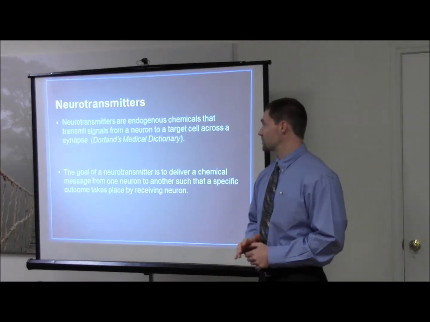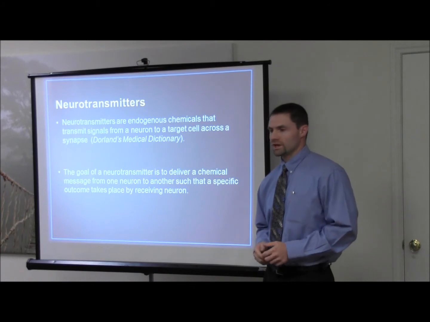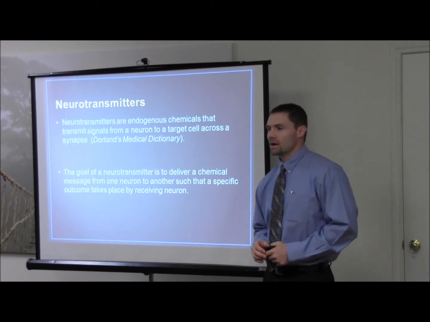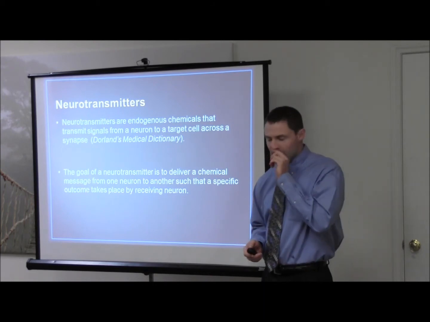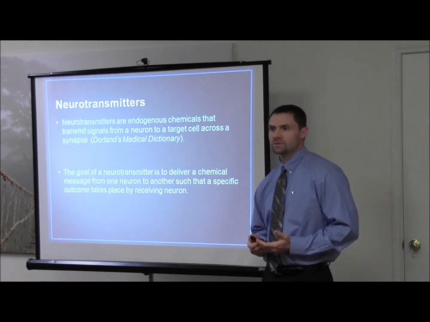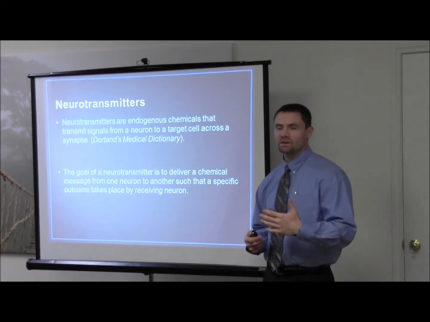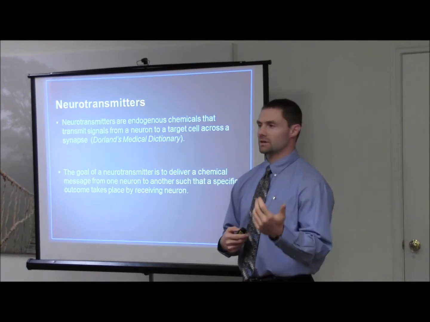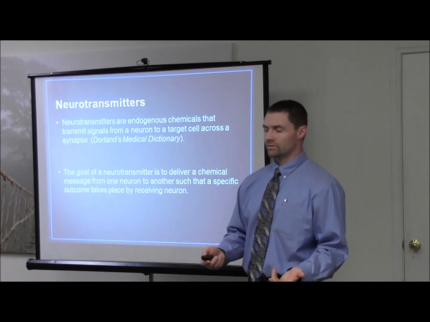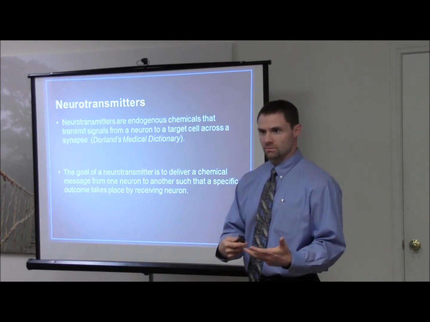So let's go with the textbook definition of exactly what neurotransmitters are, and then we'll put it into a more tangible definition. They're endogenous chemicals that transmit signals from a neuron to a target cell across the synapse. So in short, the way I think about neurotransmitters is they're chemical messengers. They're saying one thing to the tissue they're trying to interact on, whether that's the next neuron, a muscle tissue, an end organ, whatever the tissue is, they're transmitting some message to that tissue, right?